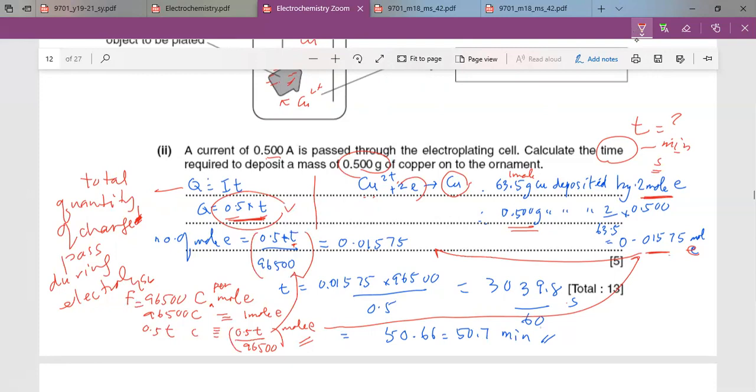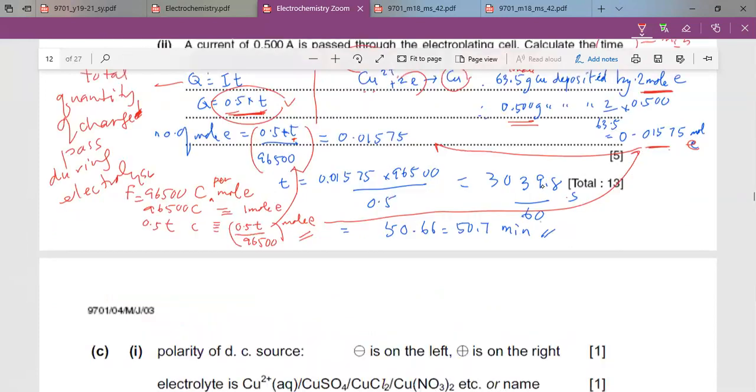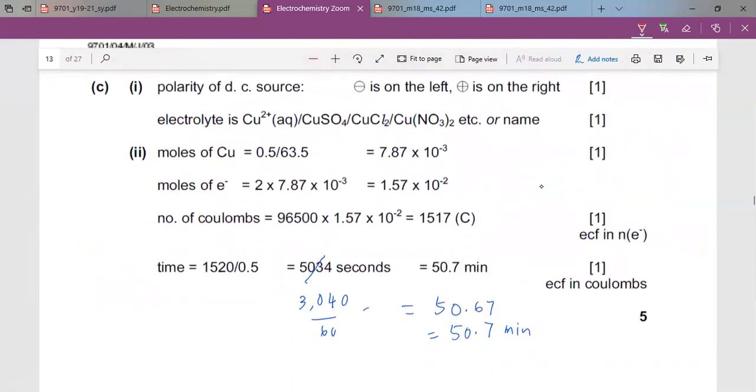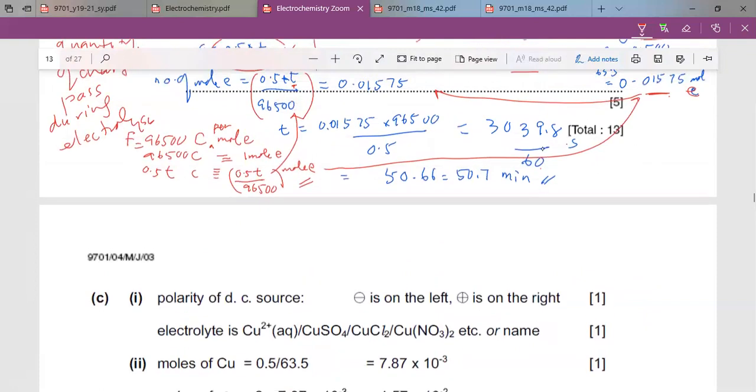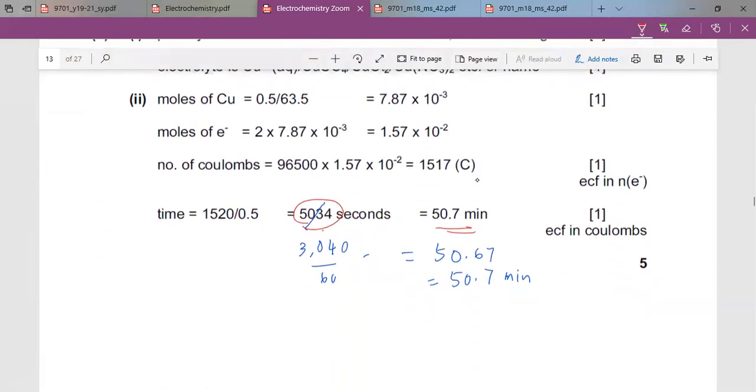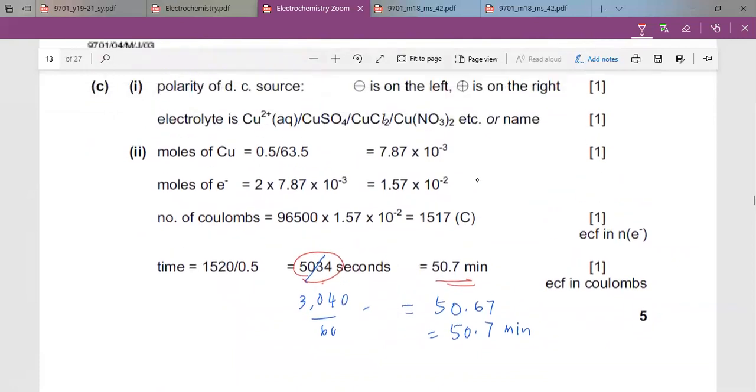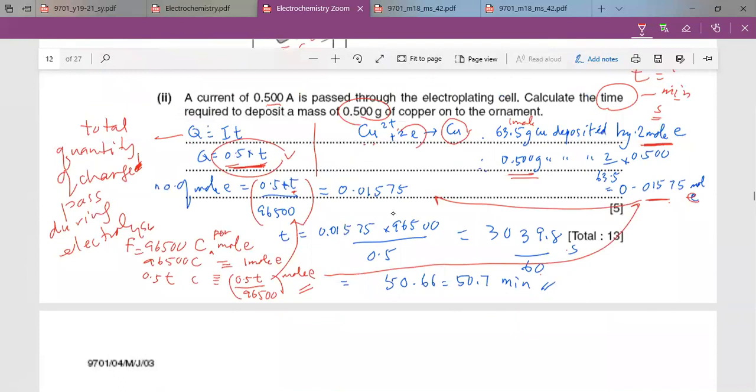Now, the marking scheme is wrong, but the final answer is correct. So it's 3039.8, okay? Here is wrong, see? But this is correct. So divide by 60, you get 50.66 or 50.7 minutes. So see the marking scheme again, number of moles of copper, see number of moles of copper. Here, number of moles of copper.